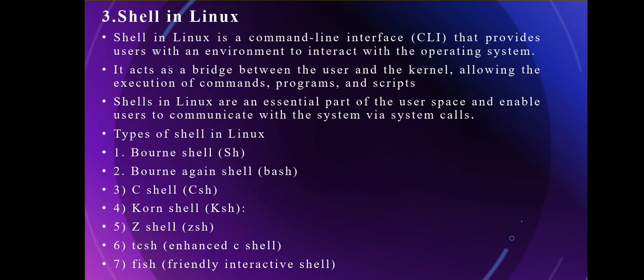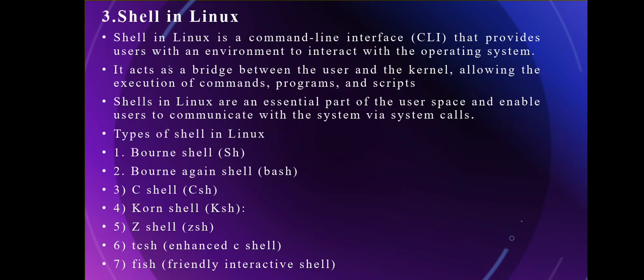Types of shell in Linux: Bourne shell, Bourne Again shell, C shell, Korn shell, Z shell, enhanced C shell, fish. Bourne shell is very popular. It is the original Unix shell, simple and fast. Bourne Again shell, bash shell. It is the most popular shell in Linux today.